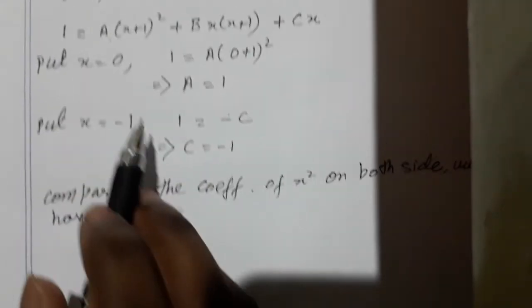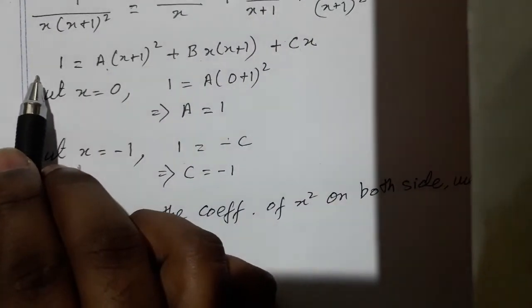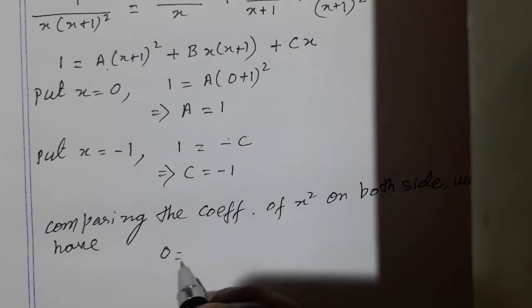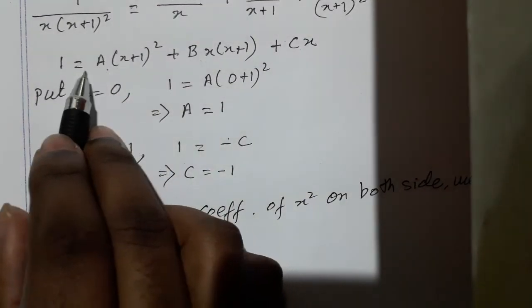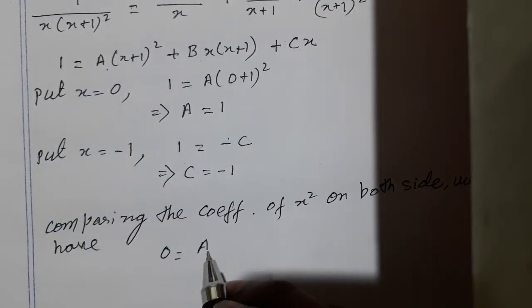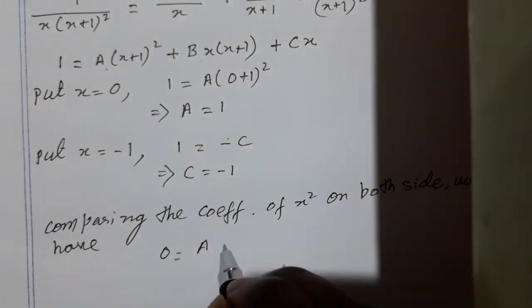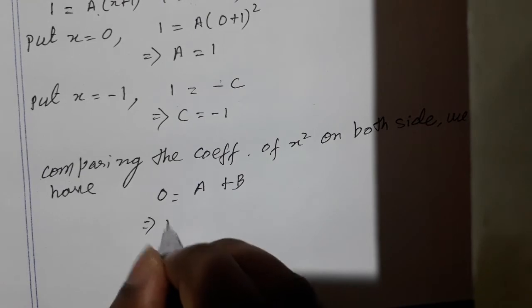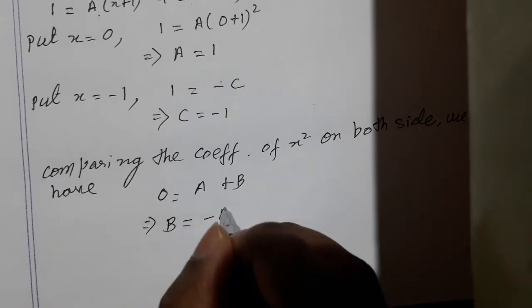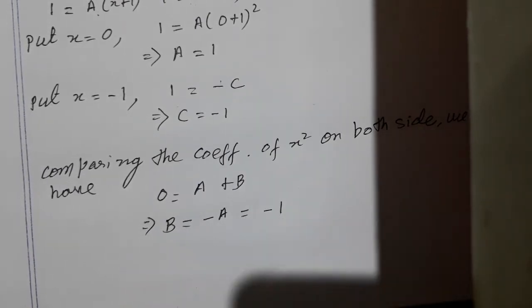Now if we compare the coefficient of x squared on both sides, this side there is no x squared, so we have 0. From here we get A x squared, so A is the coefficient of x squared. From here we get B, so A plus B. So from this equation we can find B. B is nothing but minus A, so we get minus 1. So B is equal to minus 1.